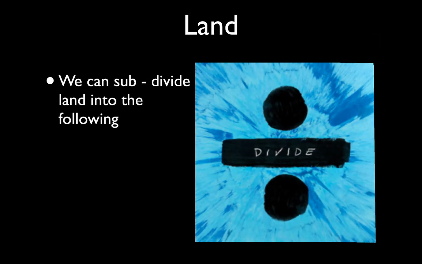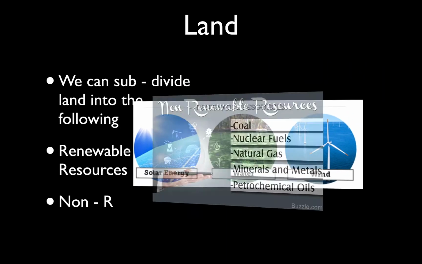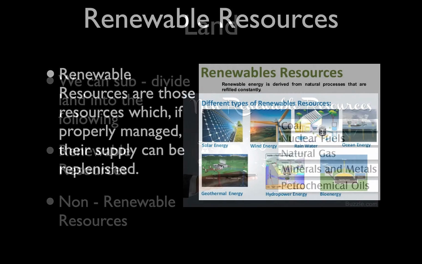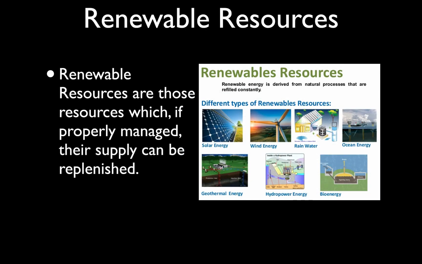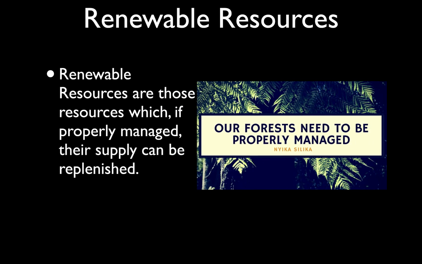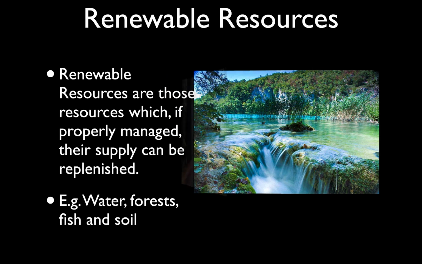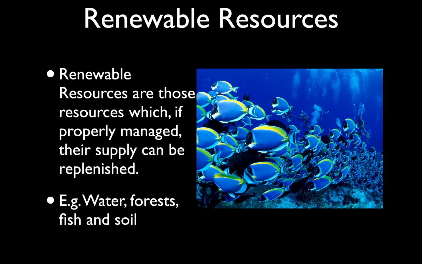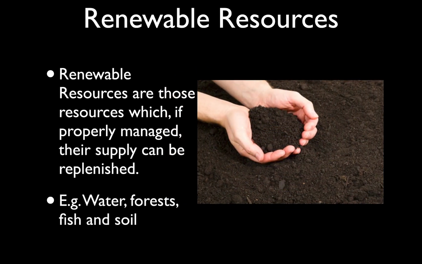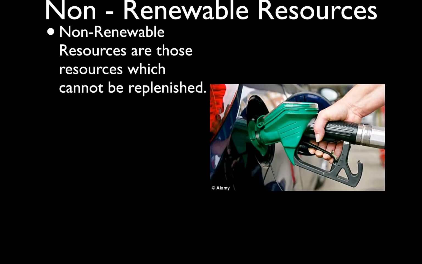Now, moving on, we can subdivide land, this is from the definition of the IB, into the following two categories. One are renewable resources and the other one are non-renewable resources. So renewable resources are those goods which, if properly managed, their supply can be replenished. Everything that can be planted again, grow again, recover, so anything that can be replenished. So we're talking about water, forests, fish stocks, and soil. If we don't overexploit them, they can be replenished. So an increase in the use or consumption of these resources should not be of great concern, as more of these resources can or may be made available in the future.